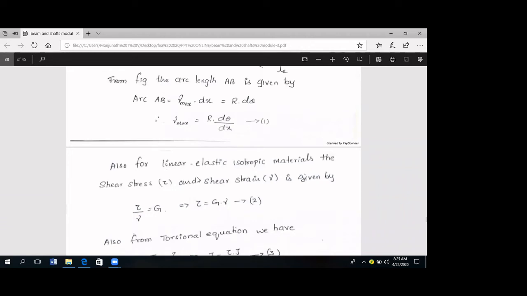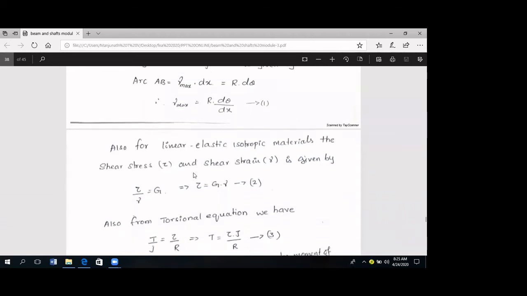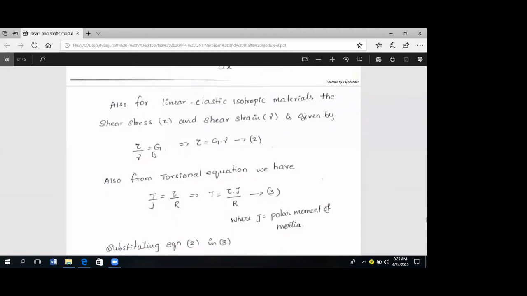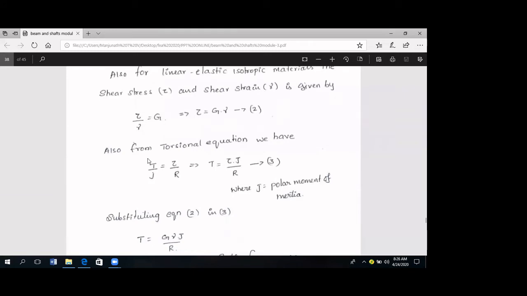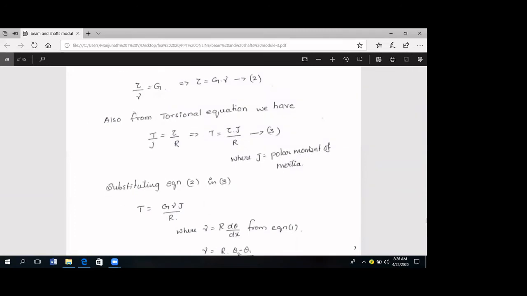Then for linear elastic isotropic materials, the shear stress and shear strain relation is given by G, the modulus of rigidity, equals tau by gamma, shear stress by shear strain. So shear stress tau equals G into gamma. Take it as equation number 2. From the torsional equation, T by J equals tau by R, so torque T equals tau into J by R. Take it as equation number 3, where J is the polar moment of inertia.